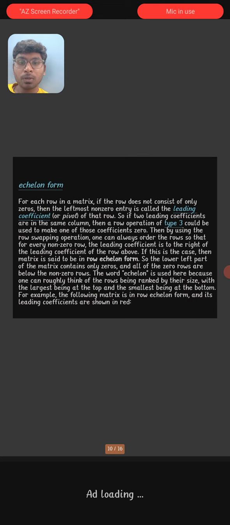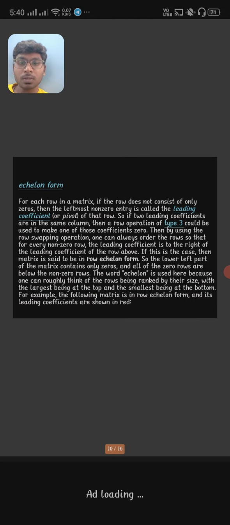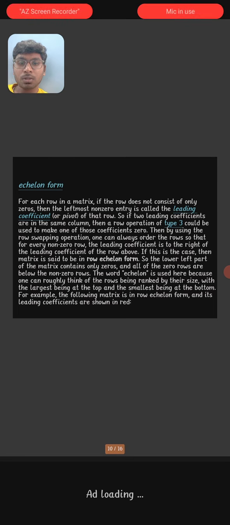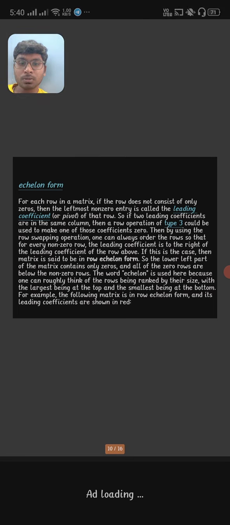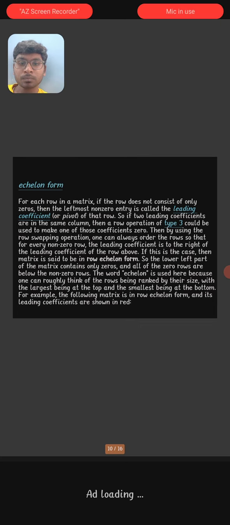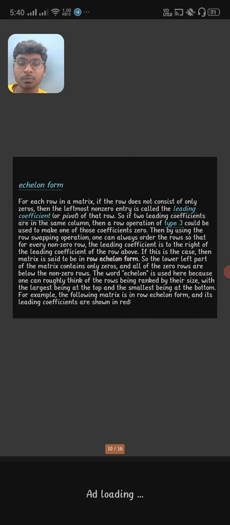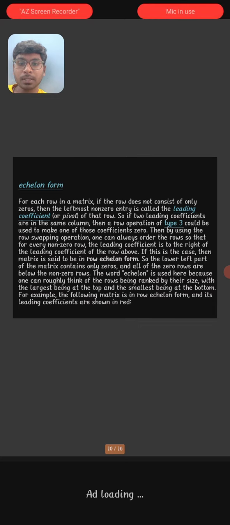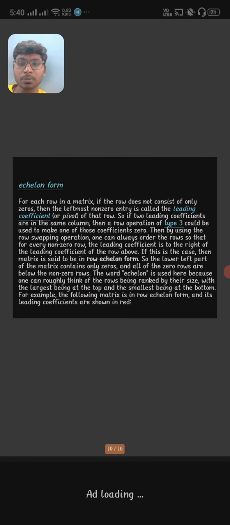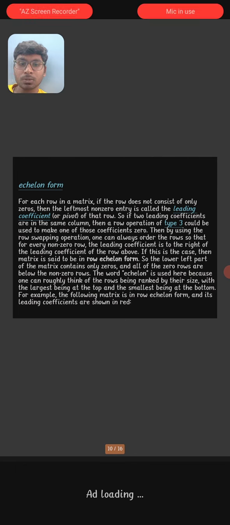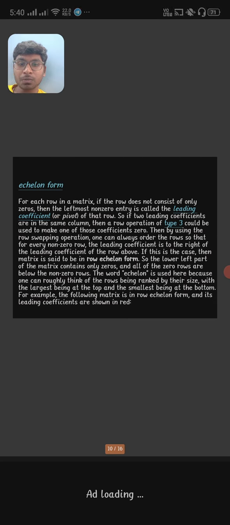So the lower part of the matrix contains only zeros, and all of the zero rows are below the non-zero rows. The word echelon is used here because one can roughly think of the rows being ranked by their size, with the largest being at the top and the smallest being at the bottom. For example, the following matrix is in row echelon form, and its leading coefficients are shown in red.